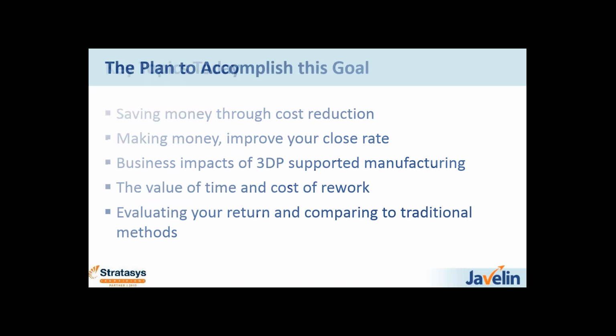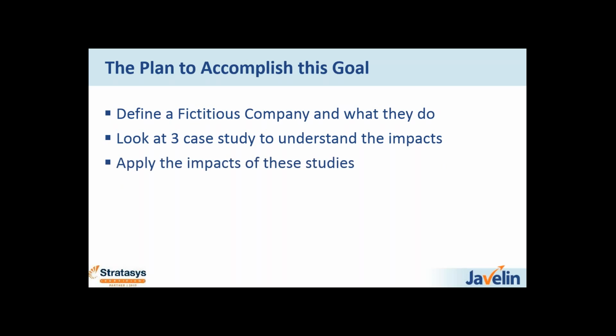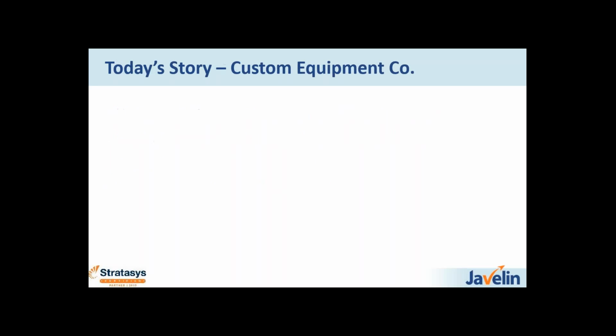So that's what we've got. In order to accomplish the goal, we've got lots of financial information from other companies that we work with, but of course it is proprietary. So what we're doing today is defining somewhat of a fictitious company so that we can come up with some numbers. We'll look at three case studies that are typical out there to understand the impacts of what they've seen, and then we'll apply the impacts of the studies and visualize and calculate with actual numbers what our savings are. So a bit of a visual look at this, and then some hard look at some numbers.